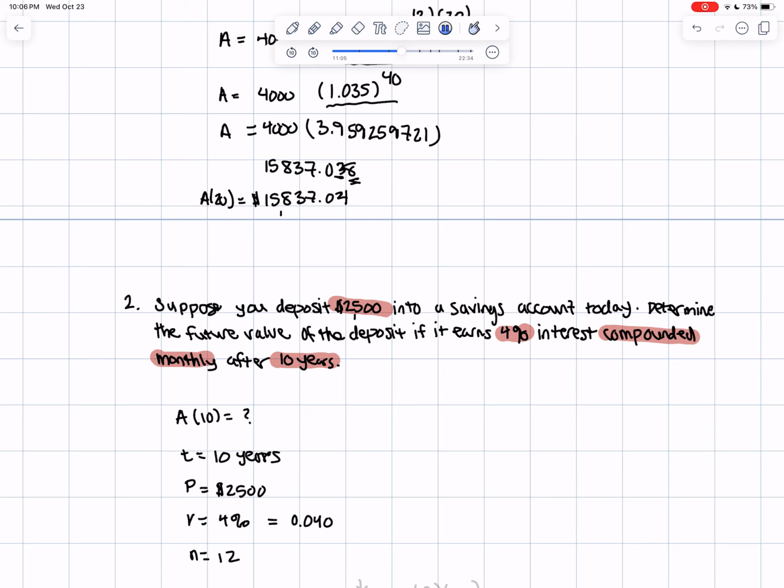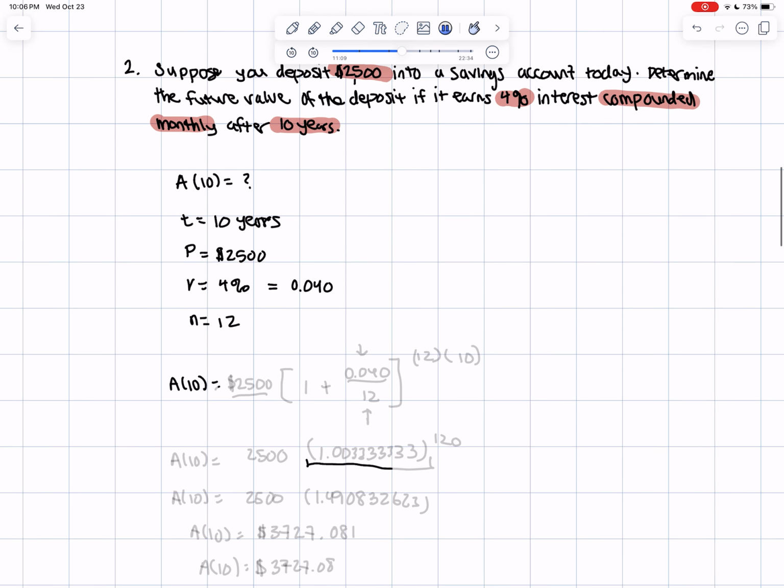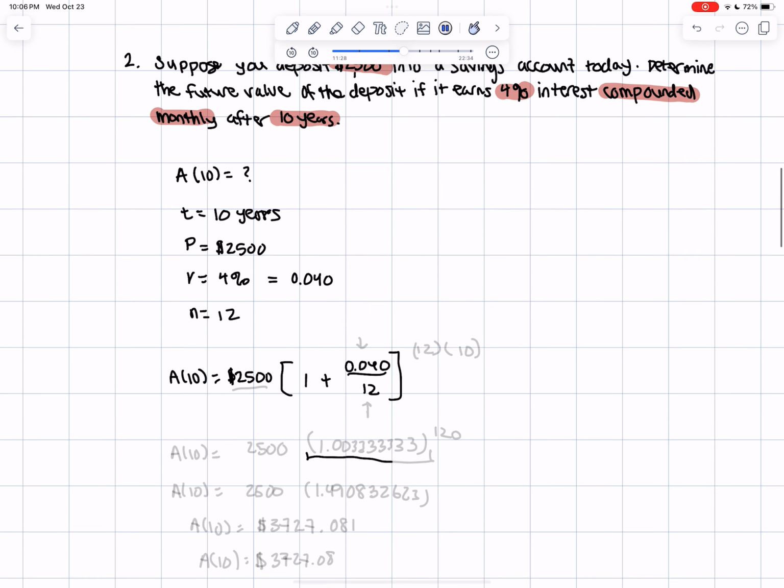Okay, so now we're ready to set up and solve. So A of 10 equals... okay, so we set everything up right. Let's see. P is here, my R is here, my N is here, and then my N times T is in the exponential position. Good.